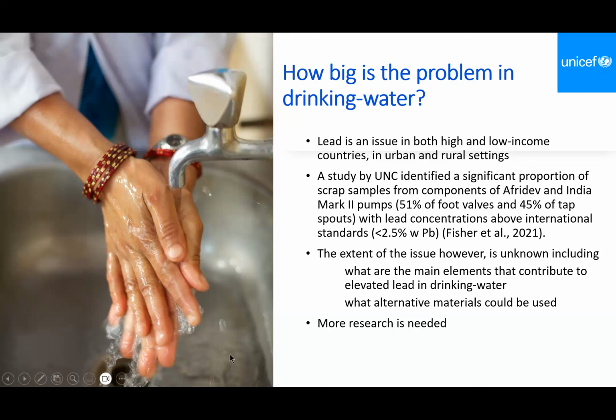However, it is not completely known. There are main elements that contribute to elevated lead in drinking water, but we don't know exactly which materials in which cases, and we don't have all the answers to the questions. Next slide. This is my last slide.